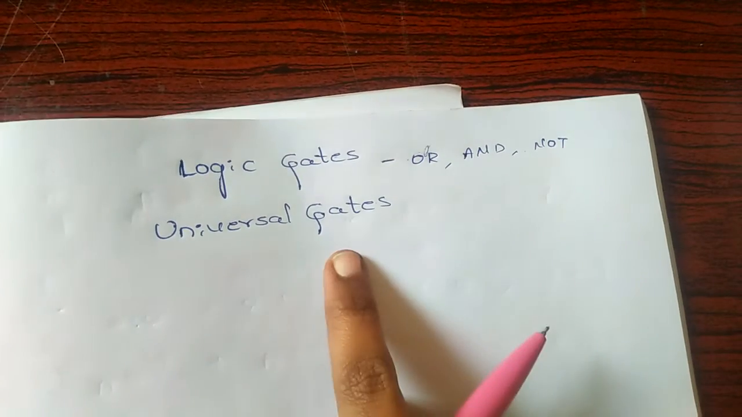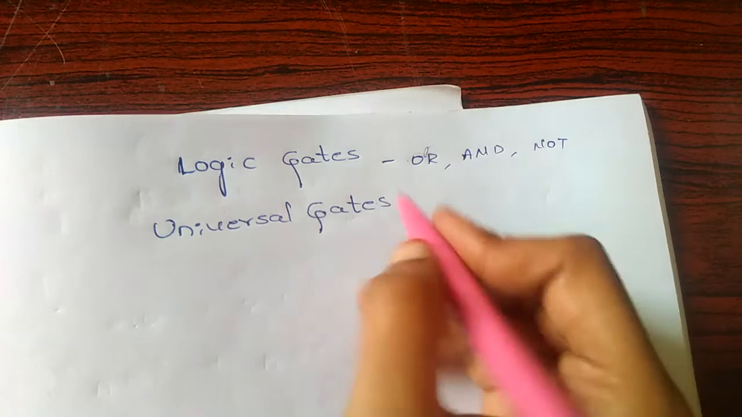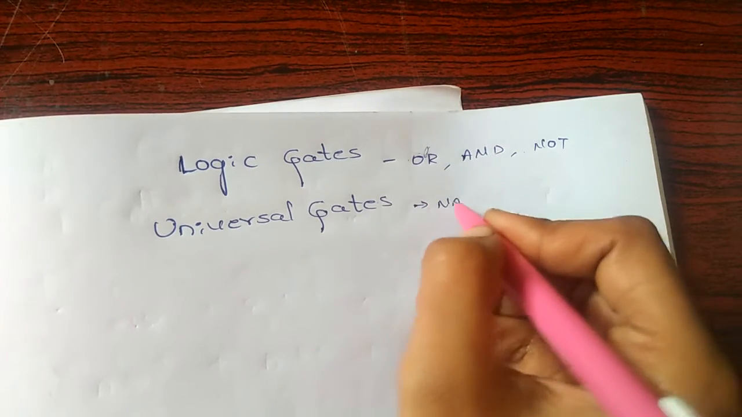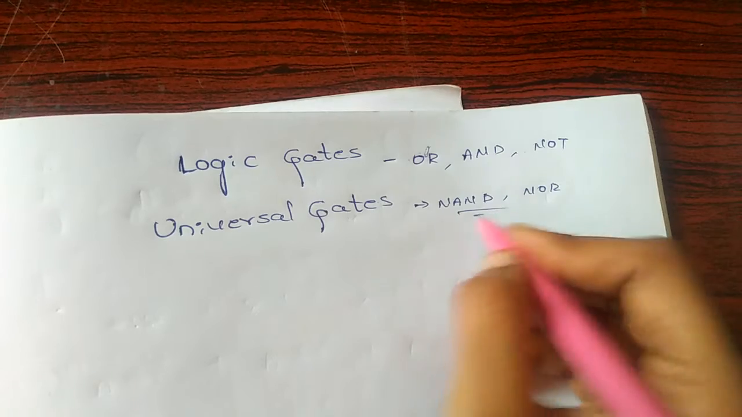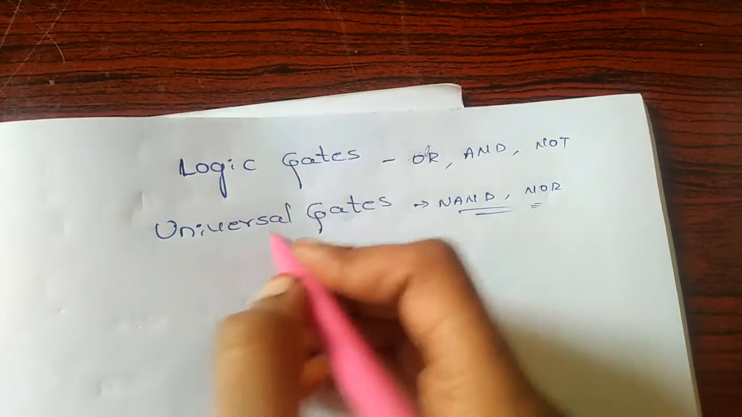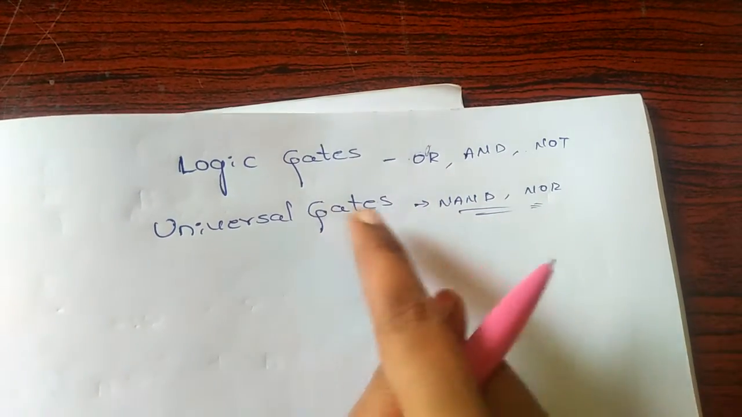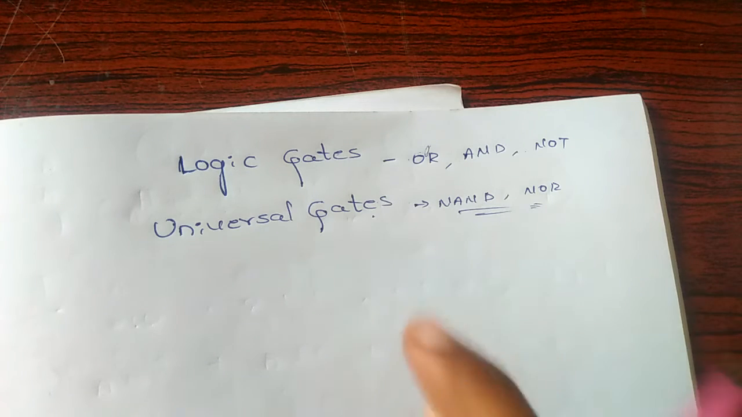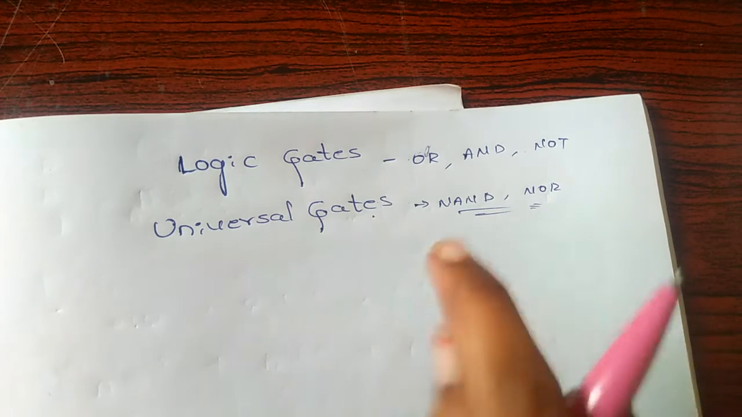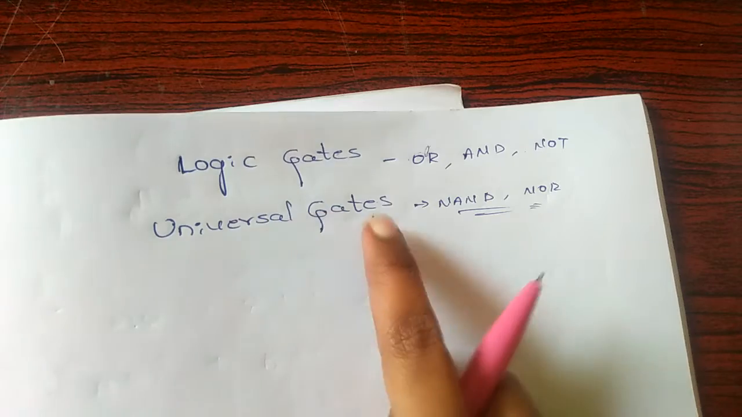The universal gates are nothing but NAND and NOR. These gates are called universal gates because they are the building block of the whole circuit. Any circuit can be built using only NAND gates or only NOR gates, so they are called universal gates.